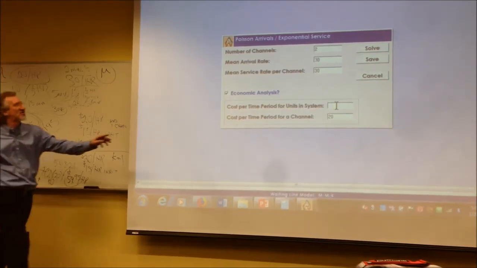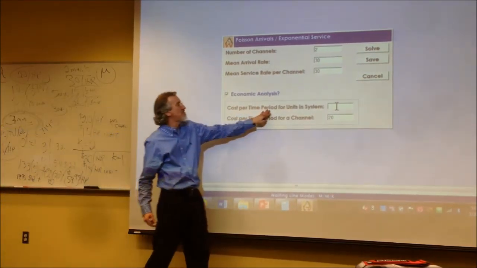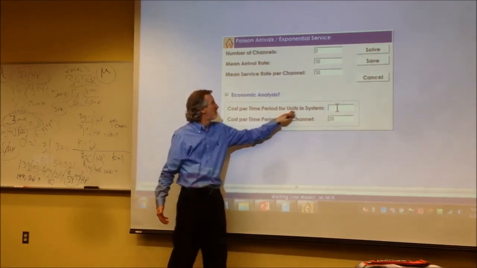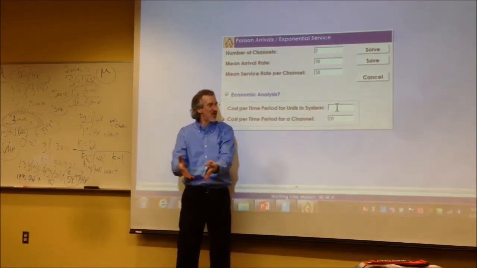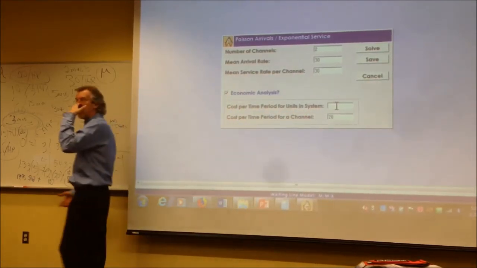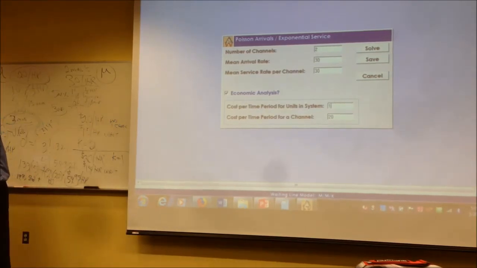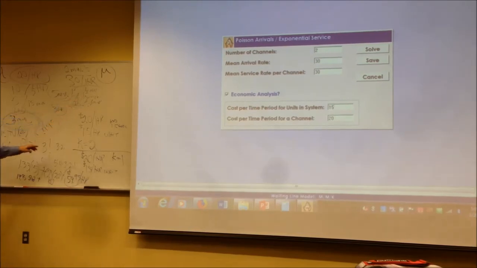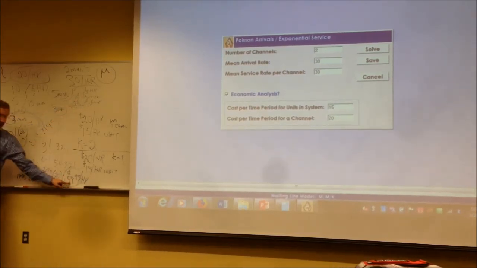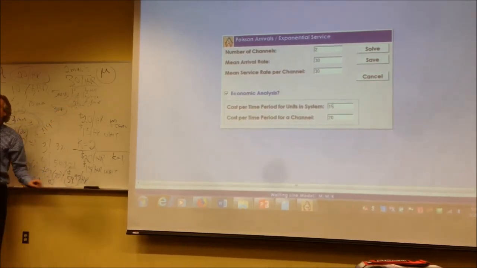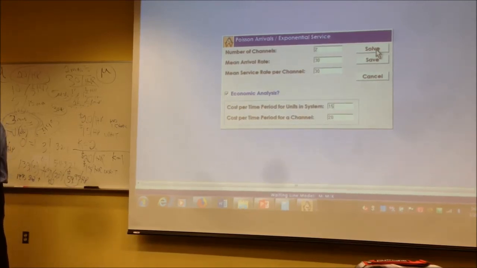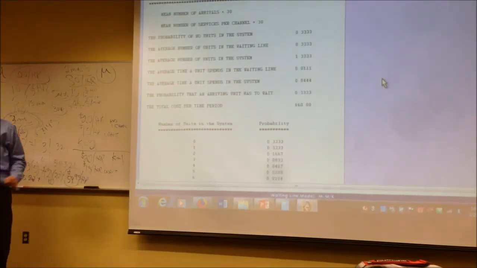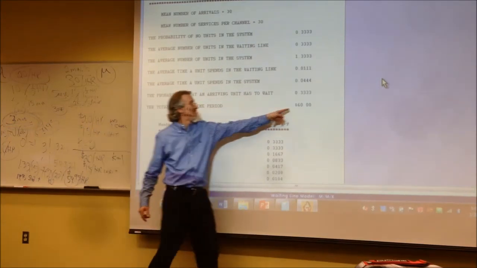Now this doesn't say cost of waiting. It says cost per time period, in this case per hour. For units in the system, that means units sitting there waiting, and then the time it takes in the system. So this would be $15, I think is what I said, hypothetically. So if I did this right, when we get our total cost, it should be $59.95. Does that sound right? Per hour? Solved. Okay, that's why I was wrong. Darn.